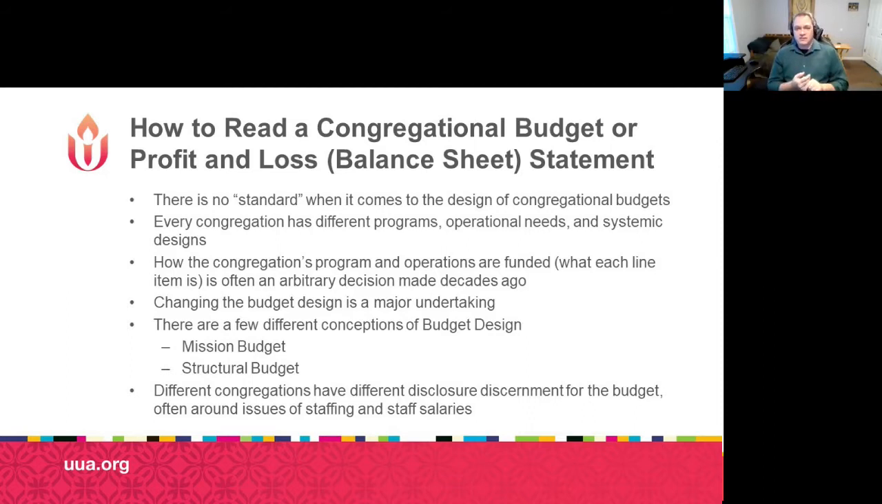The other is a structural budget, a budget that is laid out based upon the organization of the congregation. This is by far the most common. So this line item supports this committee. This line item supports this committee. This line item supports this aspect of the program. This line item supports this staffing structure. So a budget that is designed based upon a congregation's structure is by far the most common. And I would be willing to bet it's what the majority of you have.